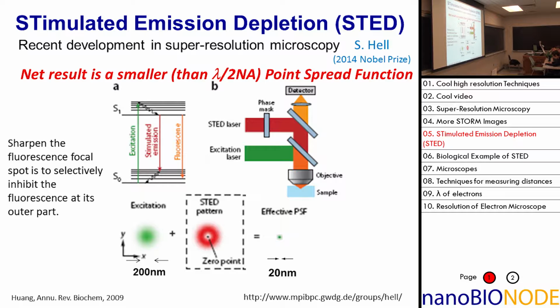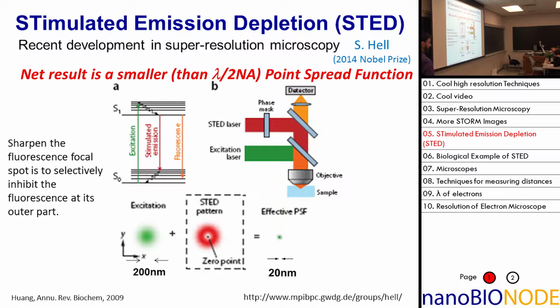Another way is narrowing, making this have a smaller width. You can do that by going to the UV, making lambda smaller. The problem with that is you tend to kill samples. So this is now a very clever way of using visible light to do the microscopy, but yet managing to somehow get this smaller.